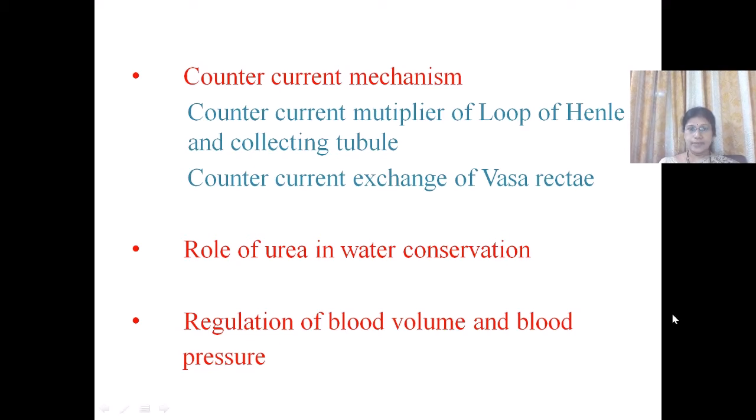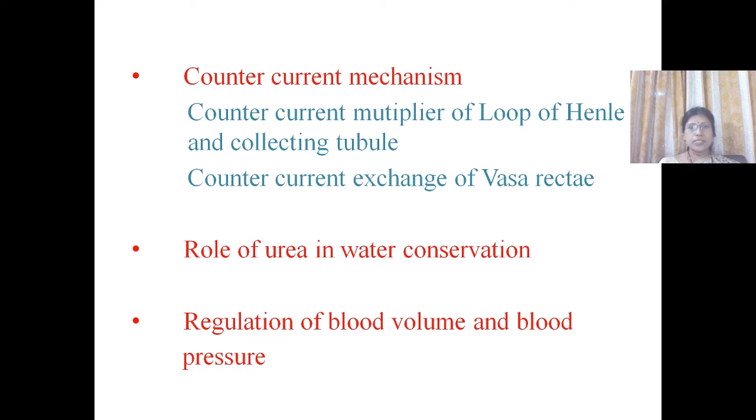With this lesson, the students will be able to know and understand the counter current mechanism and the role played by this mechanism in the formation of concentrated urine. Both the counter current multiplier of loop of Henle and collecting tubule, and counter current exchange of vasa recti, and the role of urea in water conservation and regulation of blood volume and blood pressure.